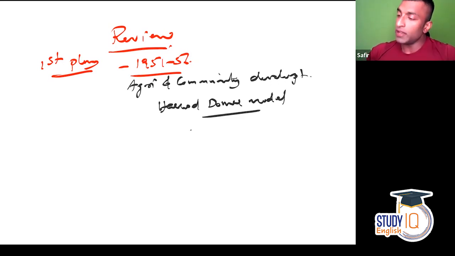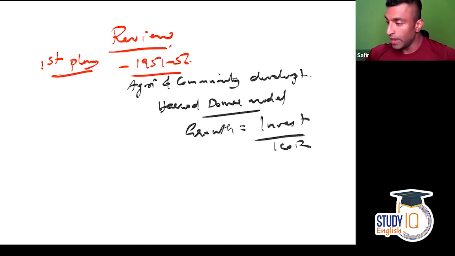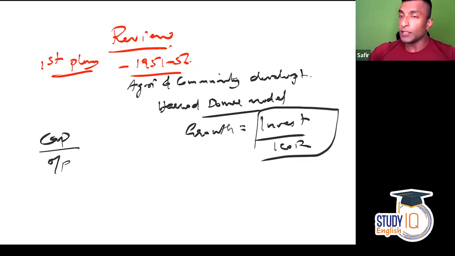Okay, so if you see, as we have discussed before in the Harrod-Domar model, growth is equal to investment divided by ICOR, the incremental capital output ratio. So investment by ICOR. What is ICOR? Capital output ratio. So on top, capital, and below, output. If this ratio is higher, what does that mean? More capital is required. That is not good. So a lower ICOR value is what is expected. This is what is related to growth, and this was actually asked as a question before.